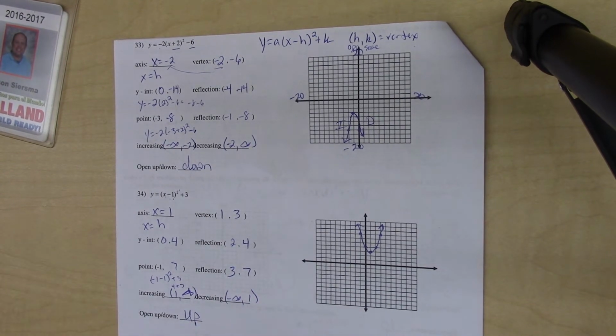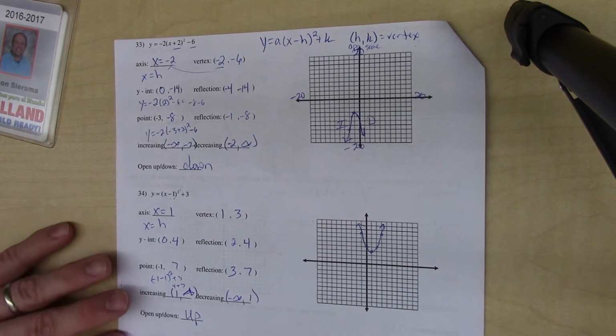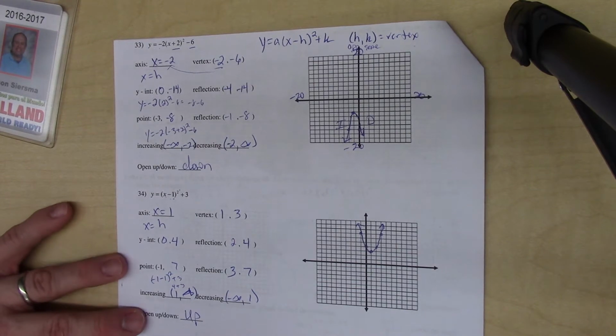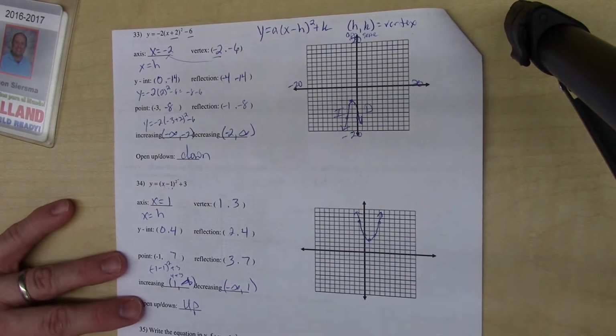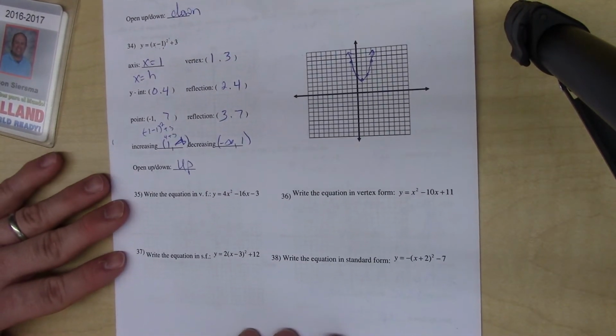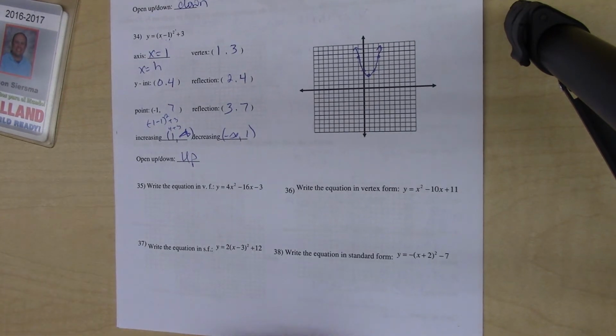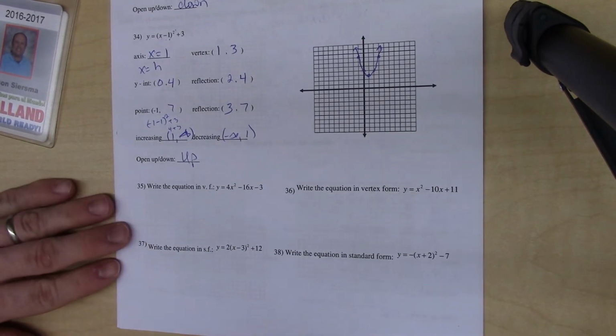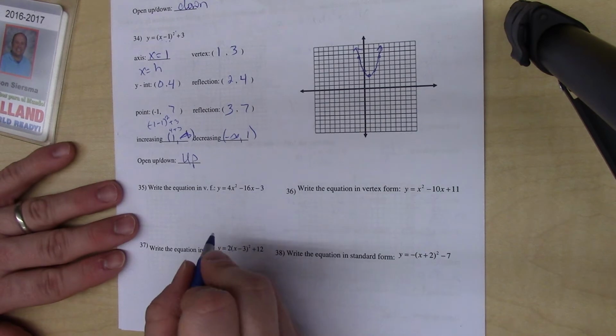Now I've got to write the equation in vertex form of these following two problems. And Mr. Stout's waiting out in the hallway for me here, so I got to hurry up. All right, so we've got these next two. He's coming in the room, so he's just going to hear these last couple of problems.